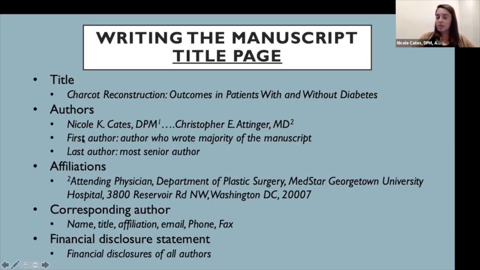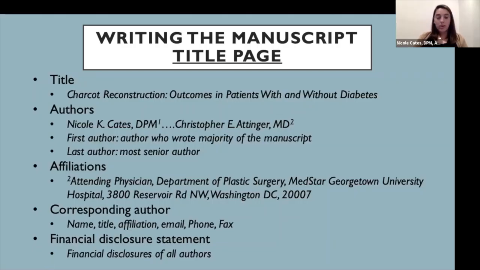And then for the authors, you list them in order, and the first author is typically the author that did the majority of the writing, and the last author is typically the most senior author. And each of them has a number next to them, and this denotes what their affiliations are. So you have to fill in the affiliations for each author. In this example, you just want to have their title, what department, where they work, and the address.